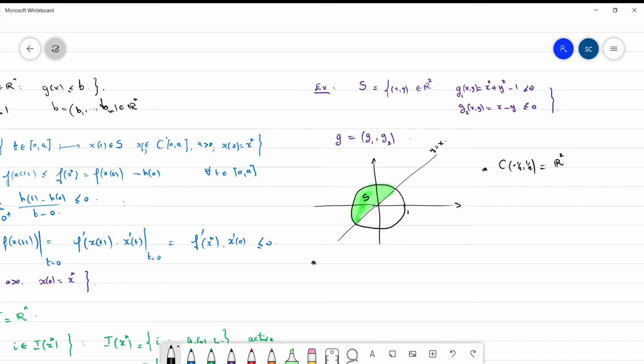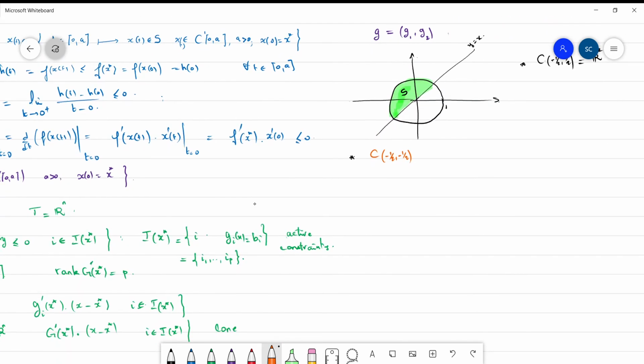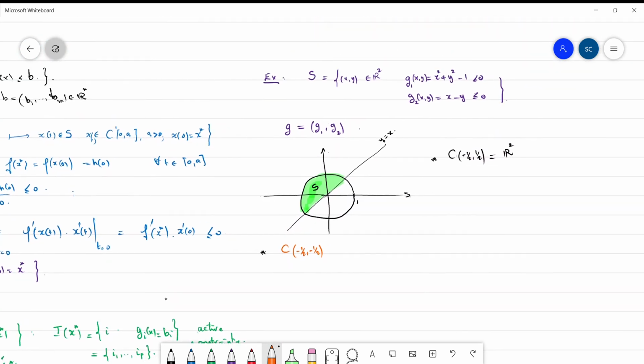What is C at (-1/2, -1/2)? The point is somewhere here, at the boundary, on the line. So I see that I am in the situation where I have one constraint that is active. Inside the disk I have strict inequality, so only G2 is active.